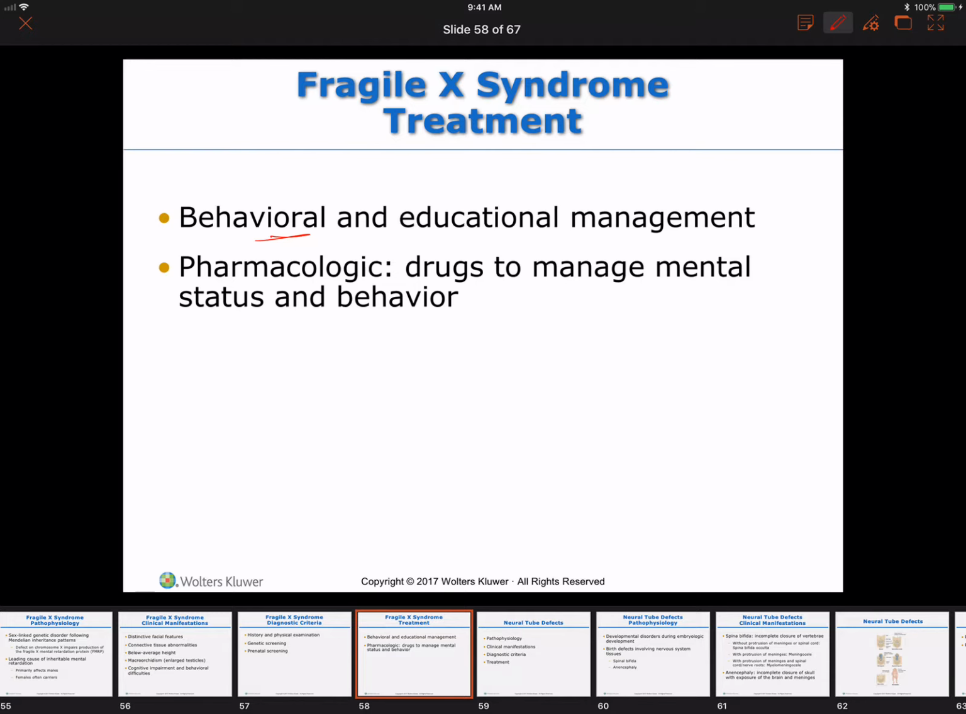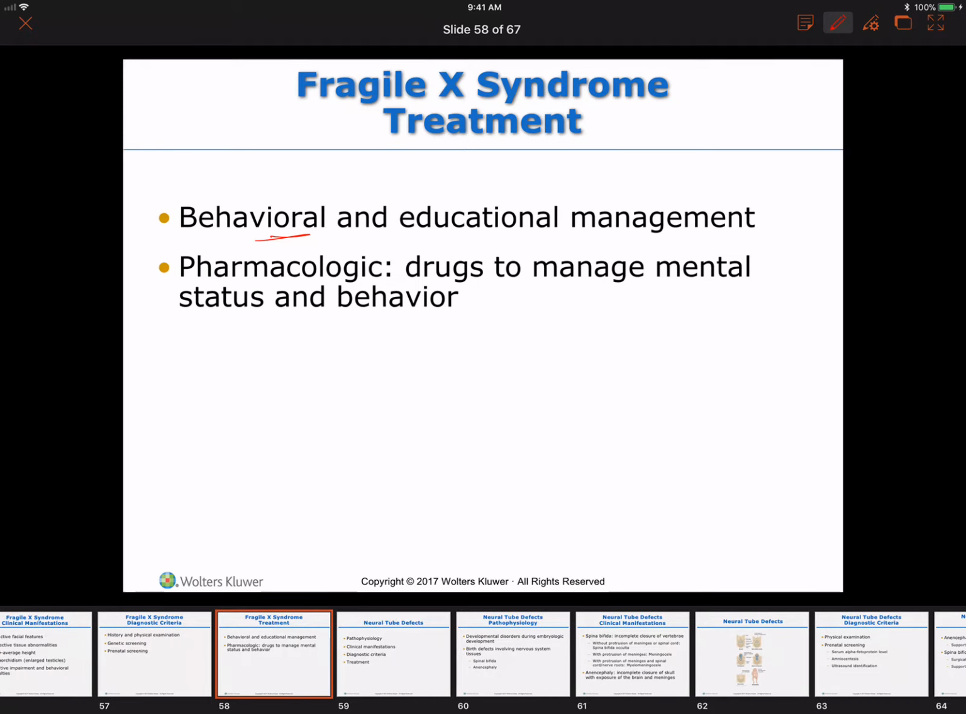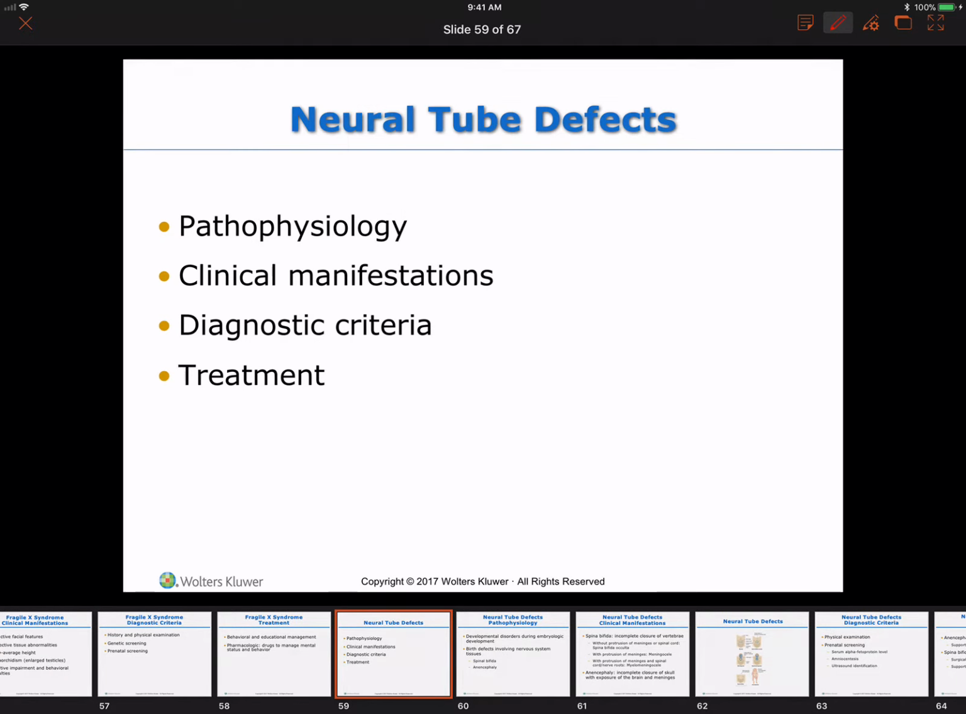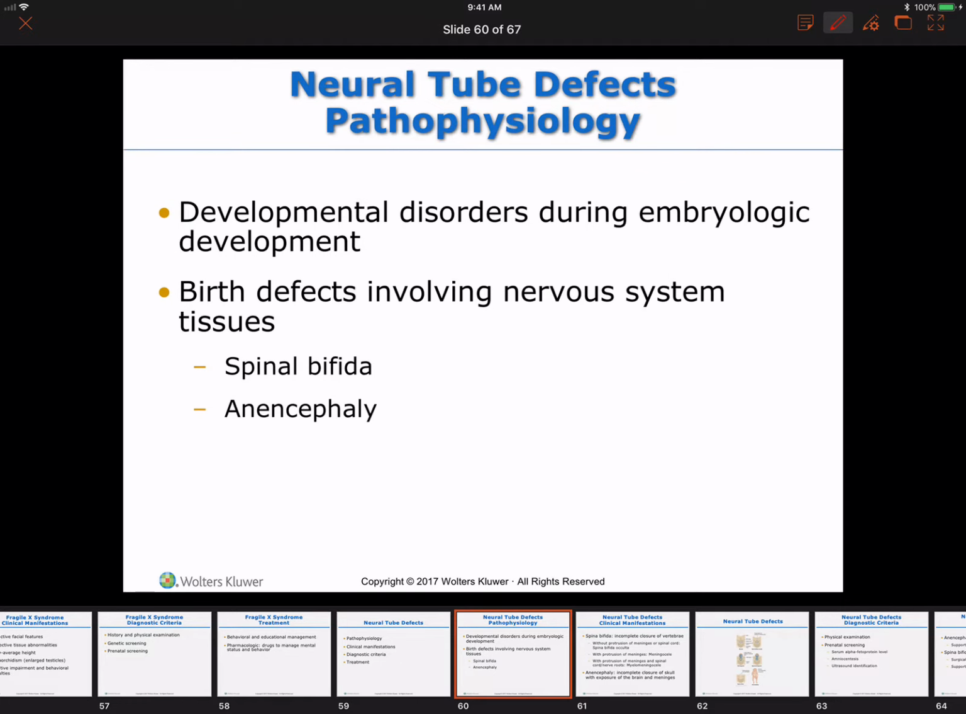All right, the last section is going to be dedicated to neural tube defects. Neural tube defects are developmental disorders that occur during embryonic development, so really early in development. Usually the defects involve the nervous system, and I have two common examples to share with you. The first one is spina bifida, which exists in 4 different types, and anencephaly.